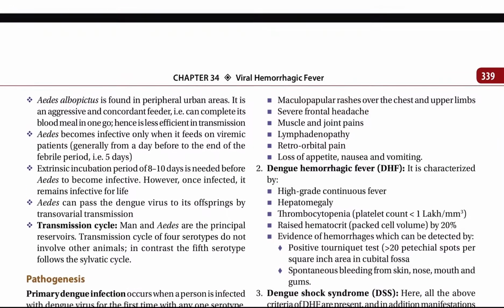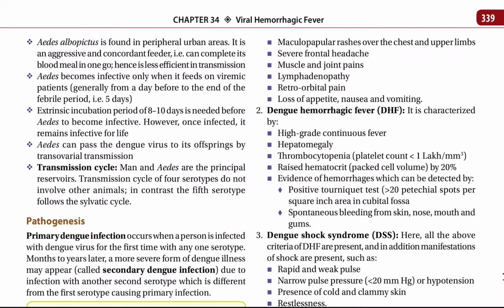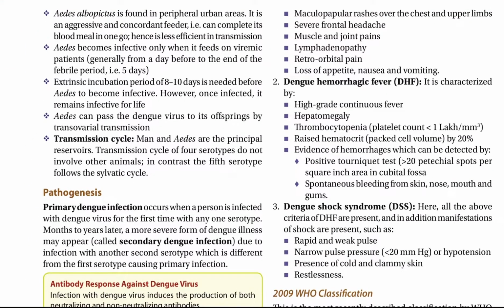The incubation period is 8 to 10 days. The Aedes pass the virus to offspring by transovarial transmission. The transmission cycle occurs in man and Aedes, which are the principal reservoirs. This occurs in a cycle from vector to host. The virus again goes to the vector and again to the host. This is a three-factor cycle.